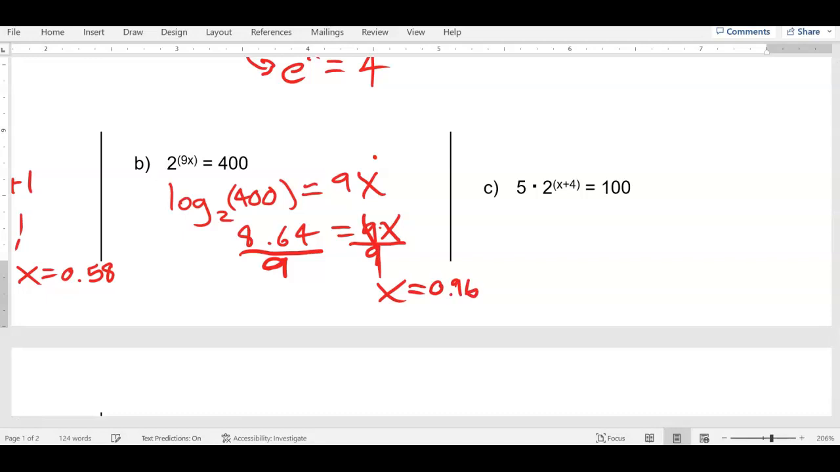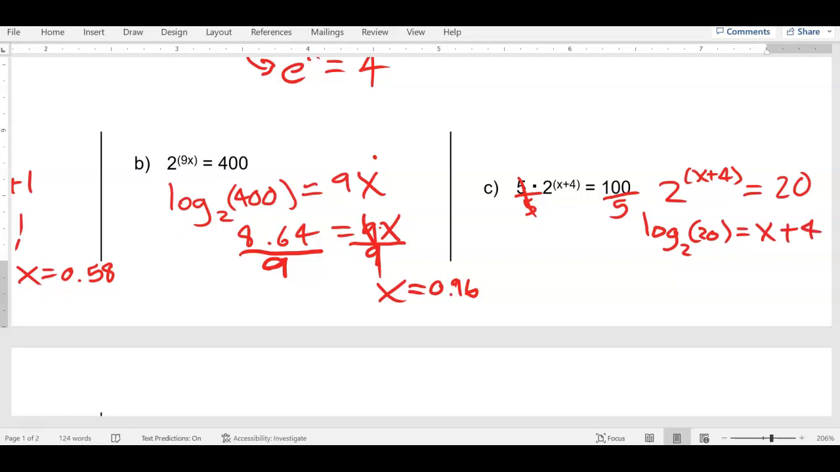Cool. Last one. Now, if there's something being multiplied out front, you can first divide on both sides to get rid of that. So I really get 2 to the x plus 4, and then 100 divided by 5 is 20. Okay. Once again, I can do log base 2 of 20 equals x plus 4.